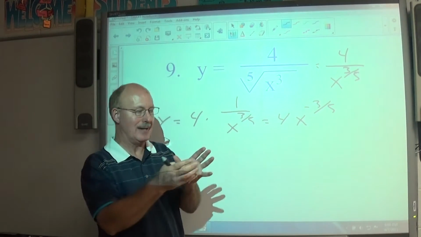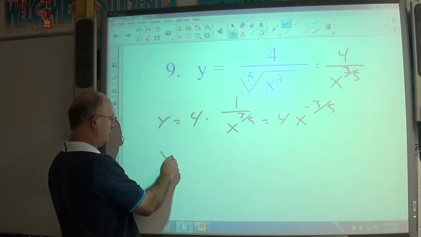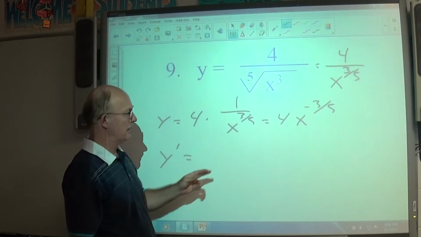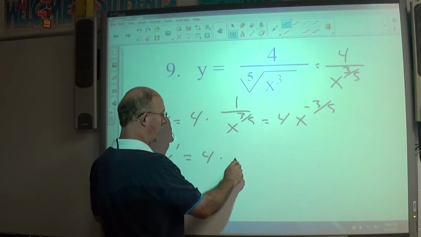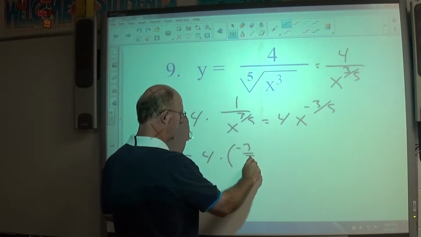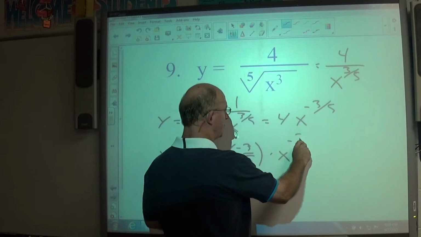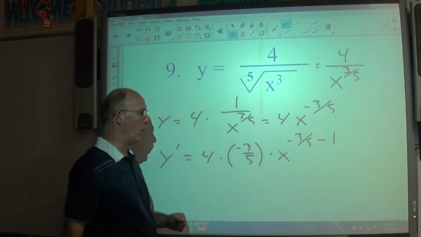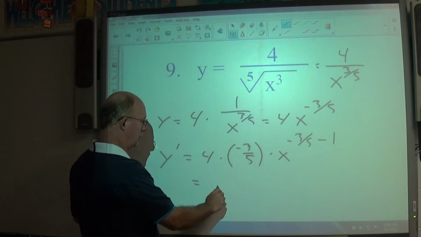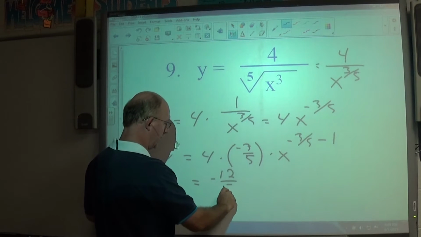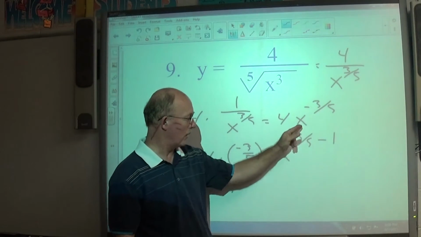Okay, we have an exponent, we can multiply it to the coefficient, subtract 1. So as we get our derivative now, the derivative is going to be negative 3/5 times 4. So it'll be 4 times negative 3/5 times x to the negative 3/5 minus 1. Now, 4 times negative 3/5, nothing simplifies. That'll be negative 12/5.